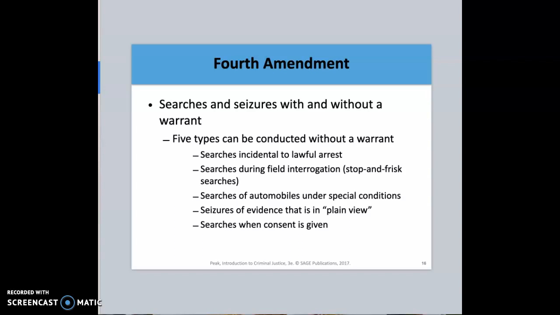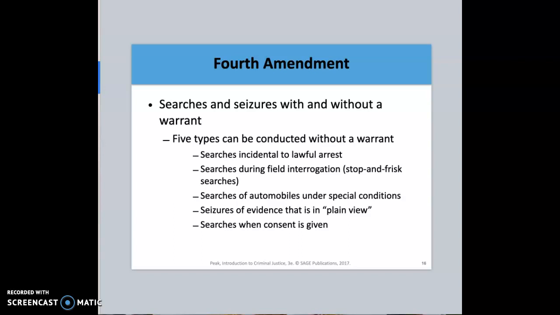Search and seizure of evidence that is in plain view. In other words, if I were to lawfully stop you, for example, for running the stop sign, and as I'm talking to you, I can see the butt of a gun protruding from under your front seat, that is plain view. I can then seize the weapon. I can search because it's plain view.